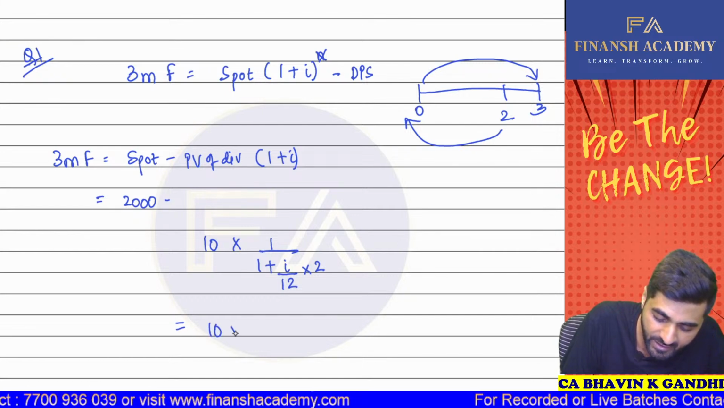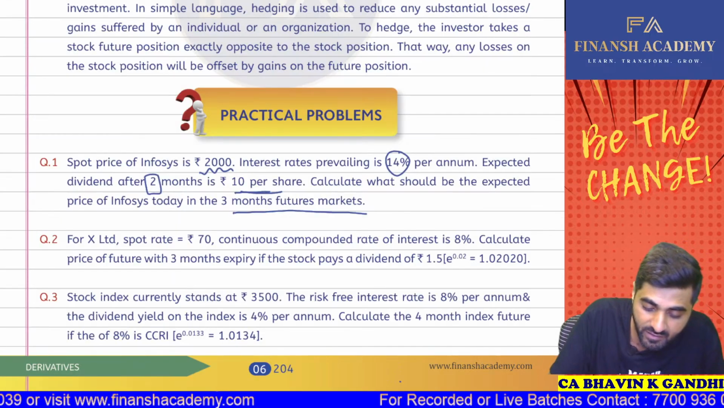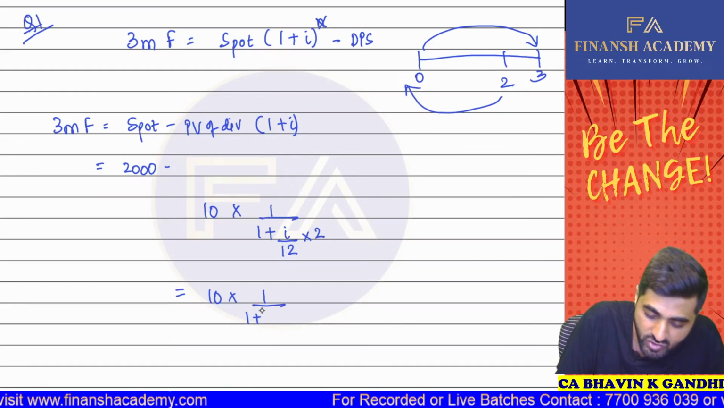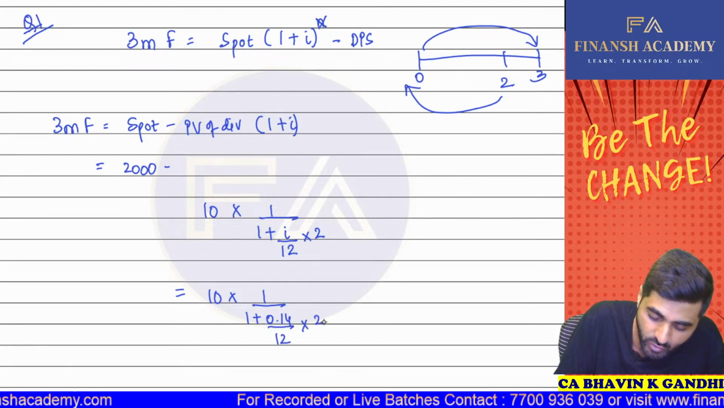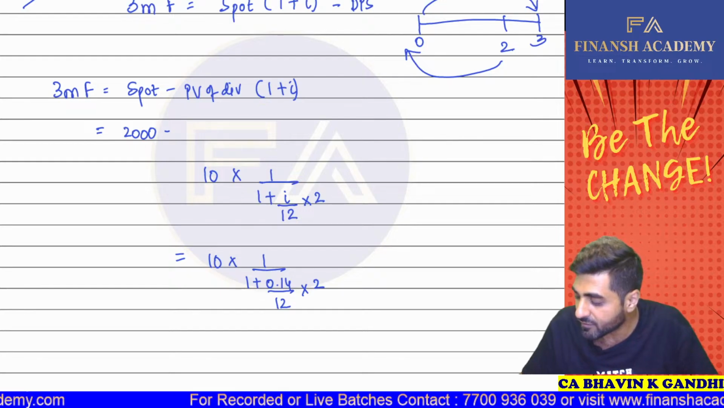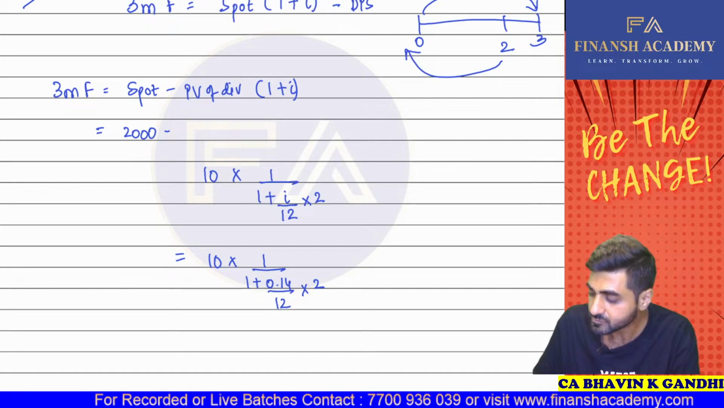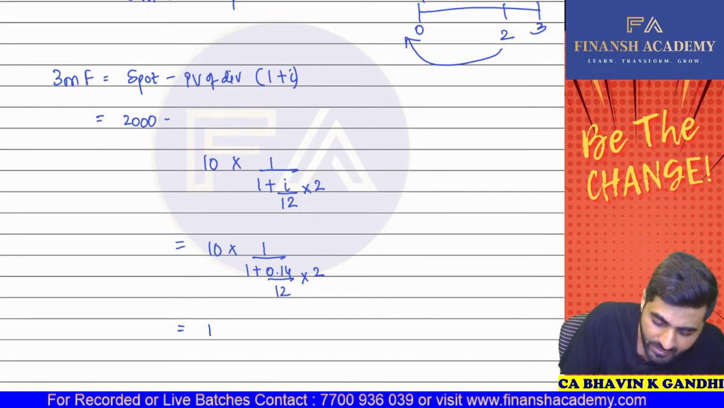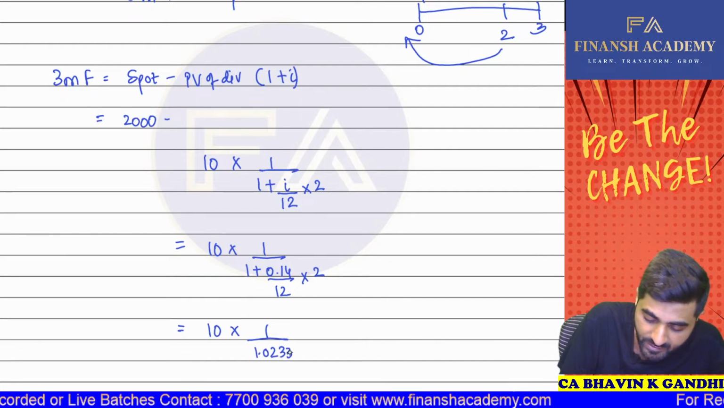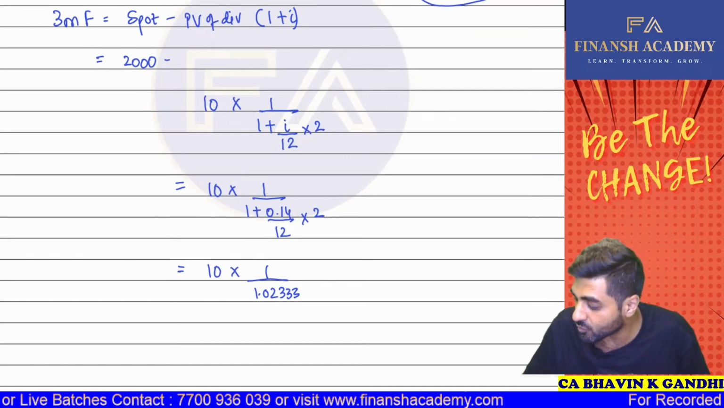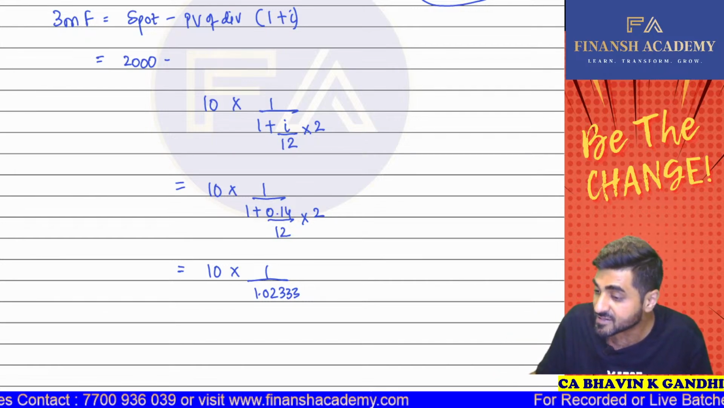So this will be 10 into 1 upon 1 plus, what's your rate? Your rate is 14%. So we will take 0.14, we'll divide this by 12, and then we'll multiply this by 2. So this will now give me 0.14, divide that by 12 into 2 plus 1. So this will now give me 10 into 1 upon 1.0233, right? So this will now be 1 divided by 1.0233, and to this, my dear students, I need to multiply this by 10.